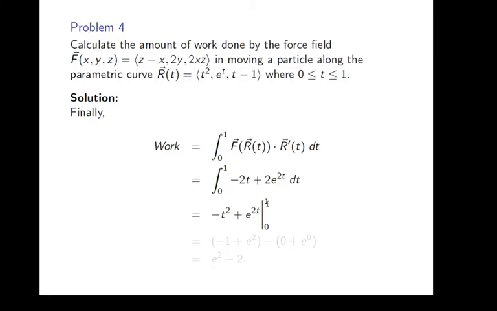So plugging in 1, we will get negative 1 plus e squared. Now let us plug in 0 to t here, and we will get 0 plus e to the 0. Now e to the 0 is equal to 1, and so we will have negative 1 plus e squared minus 1, and that will give us e squared minus 2. So the work done by the force field F in moving a particle along the parametric curve R is equal to e squared minus 2.